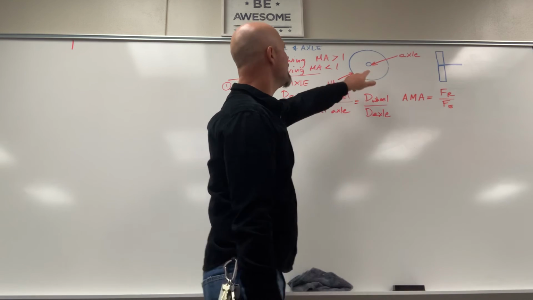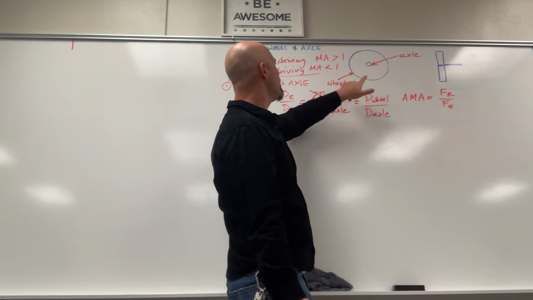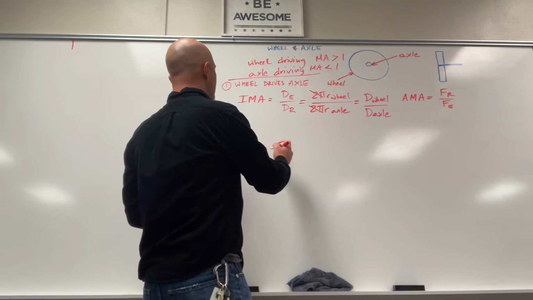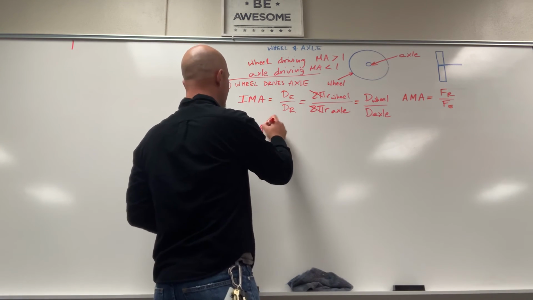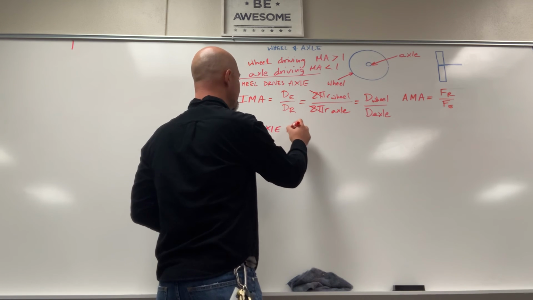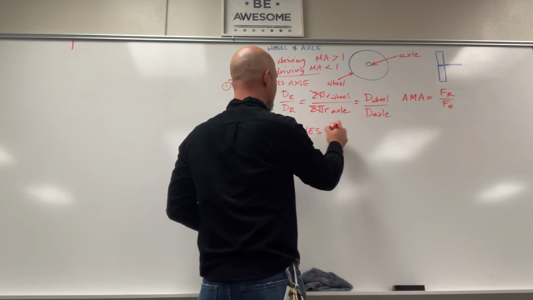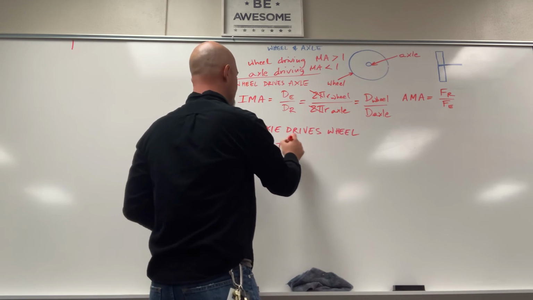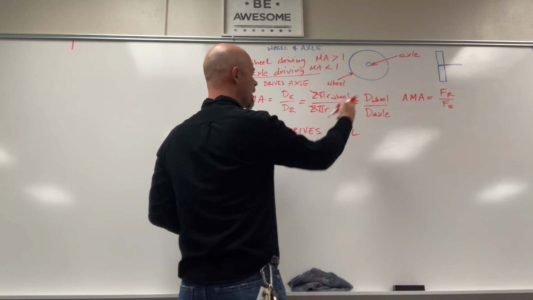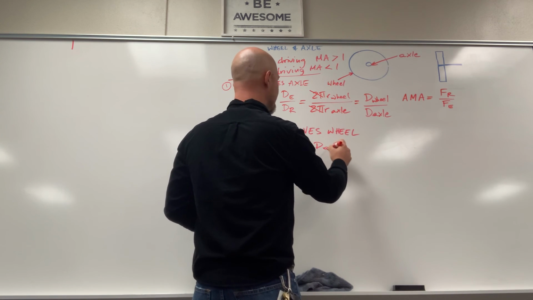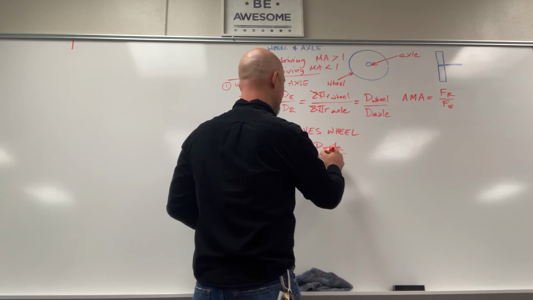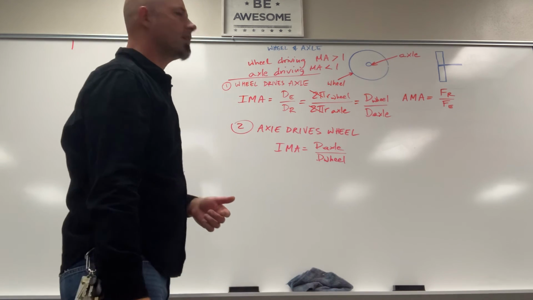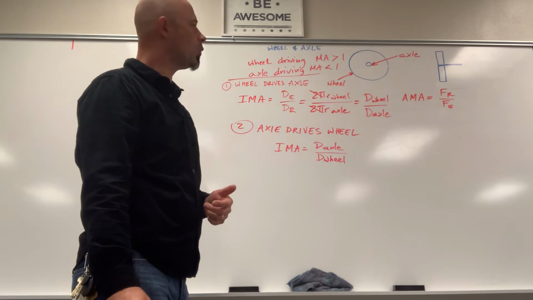Now, of course, if the axle is doing the driving and the wheel is the output, then the difference will be in the second situation, where you have axle driving. Axle drives wheel. What you're going to see there is that ideal mechanical advantage is calculated by taking the diameter of the axle and dividing that by the diameter of the wheel. So that's basically how you calculate wheel and axle.